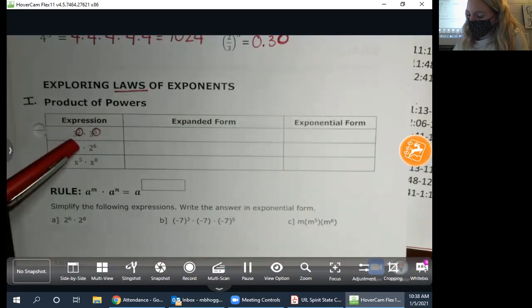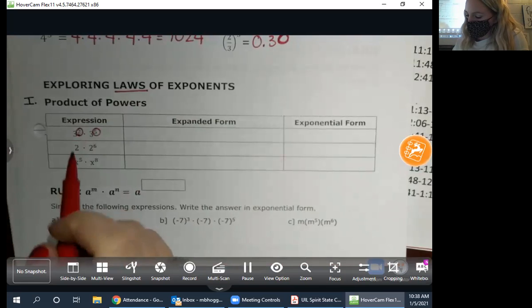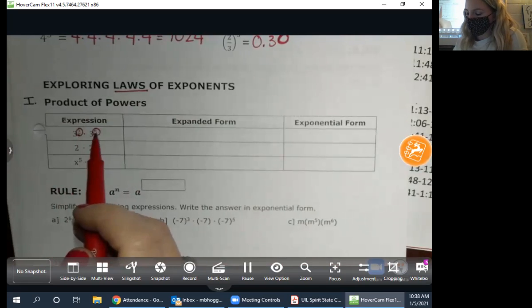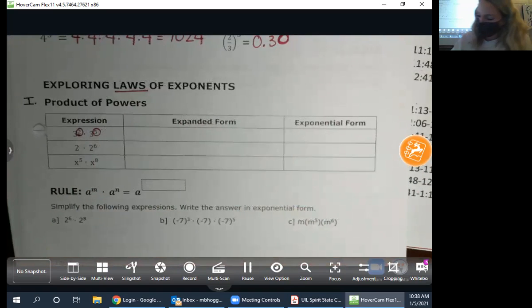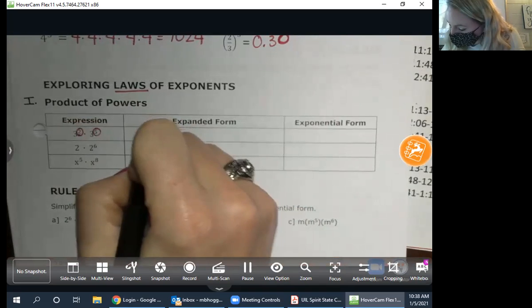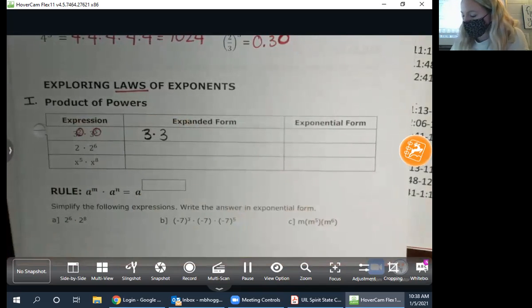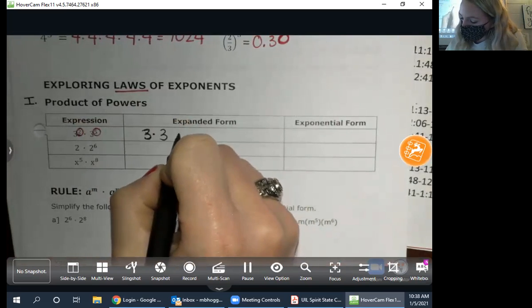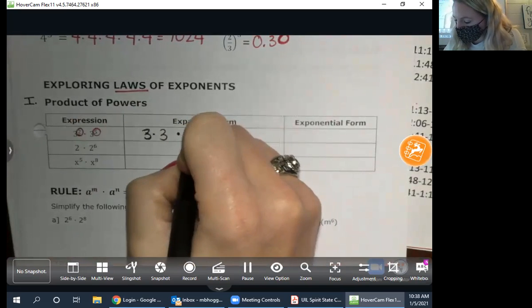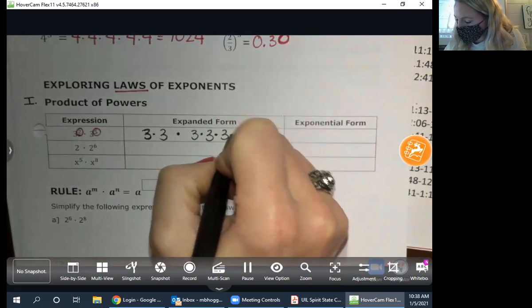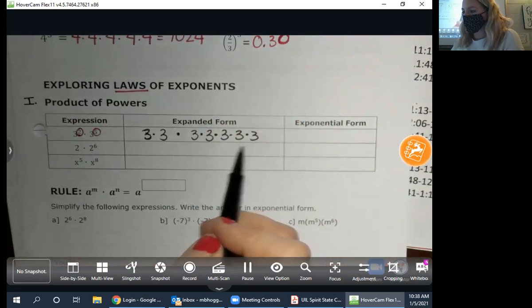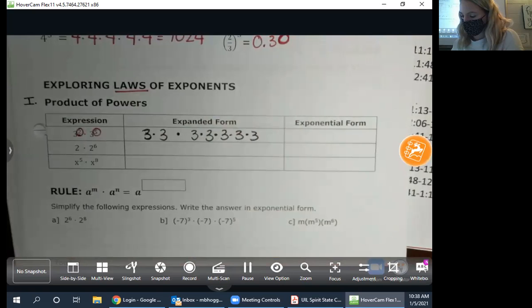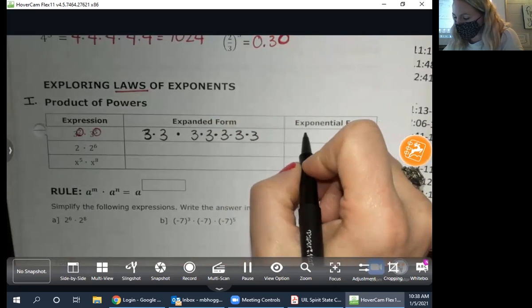And I'm going to show you what the product of powers tells us, which is what you do when you multiply exponents, okay? Let's write it out in expanded form first. So this 3 to the second is literally just this, 3 times 3. And that's multiplied by 3 to the 5th. So we have 3 times 3, 5 3s. So how many total 3s are we multiplying by one another? 7, okay?